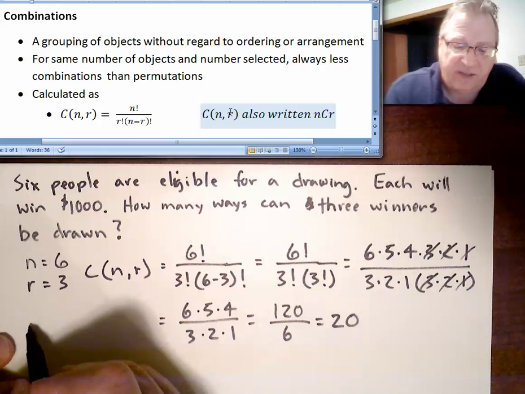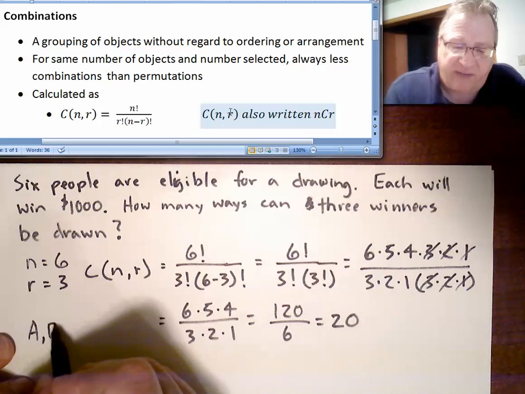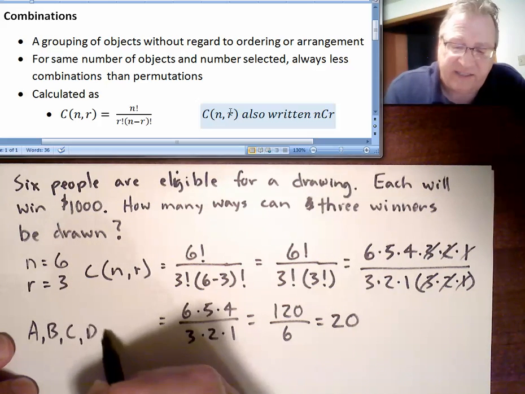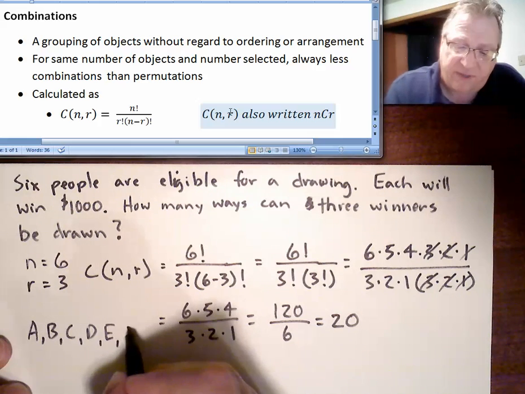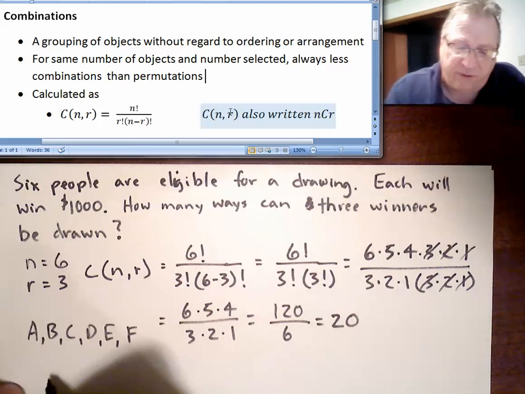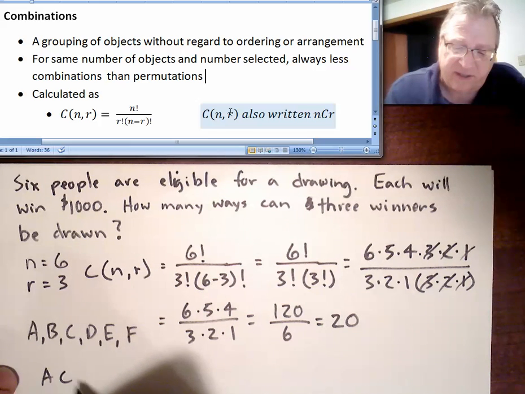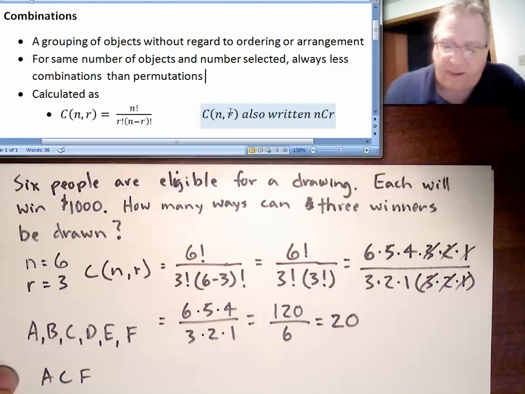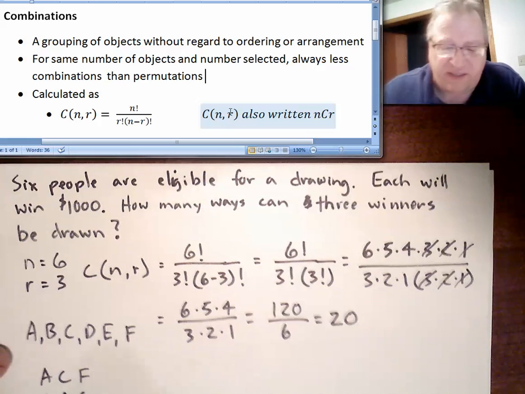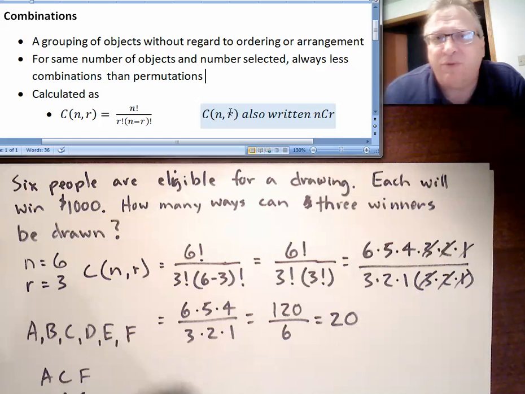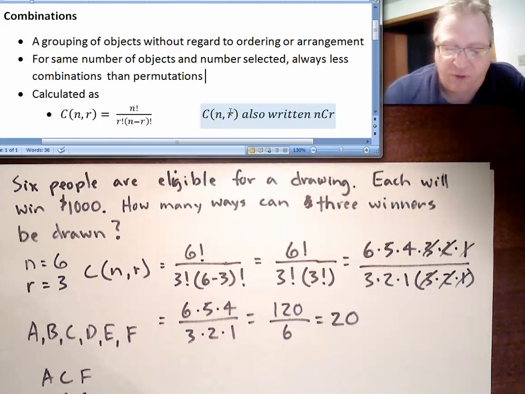And again, let's just take a peek here. Let's say we have A, B, C, D, and E. 1, 2, 3, 4, 5. I better put F in there as well. And now let's say one of the groups we chose was A, C, F. Is it possible that another group could be F, A, C? No, that is not possible. These are the same groups. Recall, order of elements does not matter in a combination.